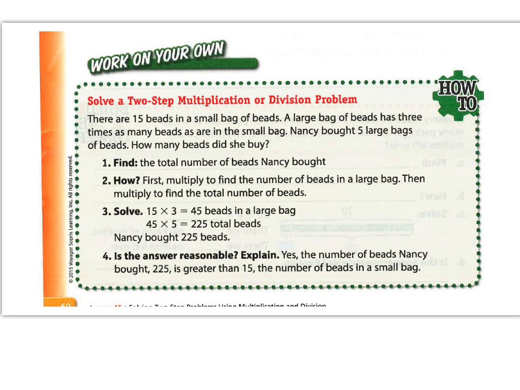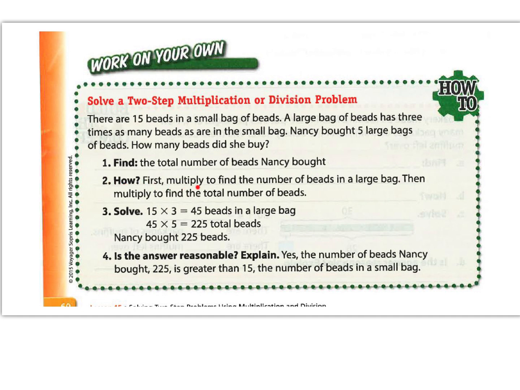Okay, solving a 2-step multiplication or division problem. There are 15 beads in a small bag of beads. A large bag of beads has 3 times as many beads as there are in the small bag. Nancy bought 5 large bags of beads. How many beads did she buy? We need to find the total number of beads Nancy bought.